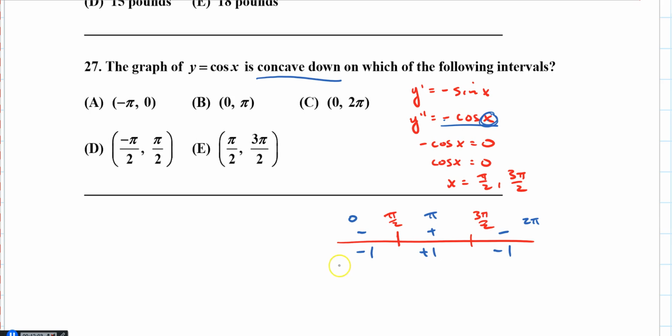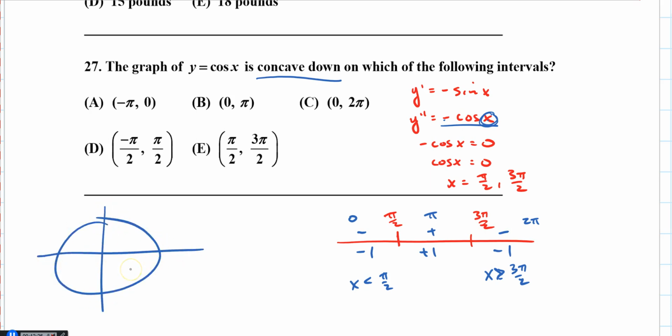Concavity, it's concave down when I'm less than pi halves, it's also concave down when I'm greater than 3 pi halves, but I don't see those intervals on here. But I do know, if we think of the unit circle, there's pi halves, there's 3 pi halves, there's pi, and 2 pi. Less than pi halves is coming back around this way on the unit circle. And then also when I'm greater than 3 pi halves, I'm going this way on the unit circle.